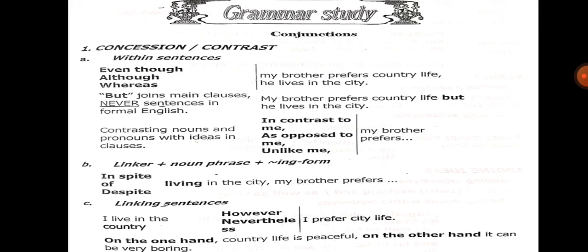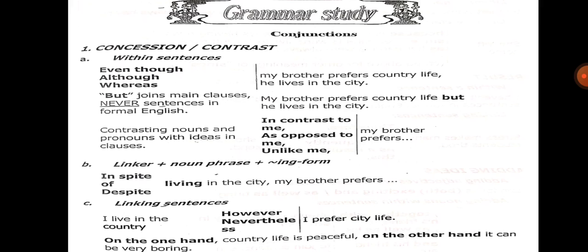Okay, now our grammar part. Today we are going to study the conjunctions. We have many types. The first one is called concession or contrast. The first type within sentence. We have even though, although, whereas. For example, although my brother prefers country life, he lives in the city. But joins main clauses, never sentences in formal English. For example, my brother prefers country life, but he lives in the city.